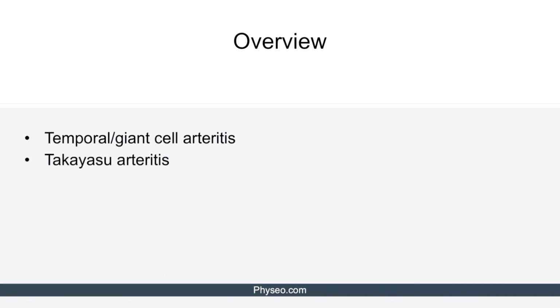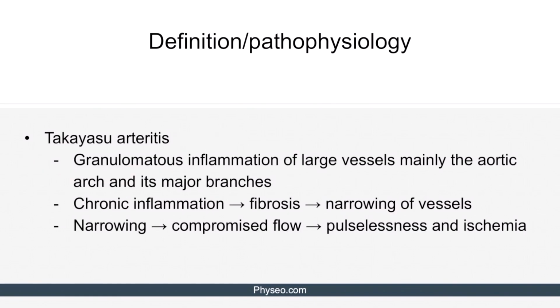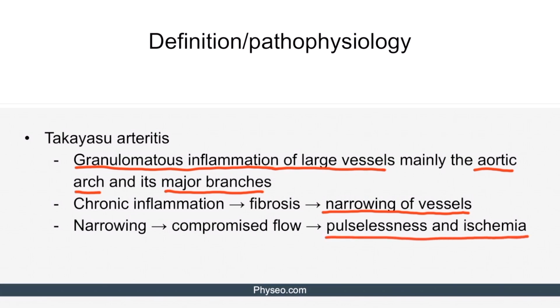Here's our overview slide again, and now we're going to be discussing Takayasu arteritis. Once again, we're going to go through this sequence of features, starting with the definition. For Takayasu arteritis, we'll discuss definition and pathophysiology together. This form of vasculitis presents with granulomatous inflammation of large vessels, as we mentioned before, and this is mainly affecting the aortic arch and its major branches. The chronic inflammation results in fibrosis, and that causes narrowing of the vessels, and of course, that narrowing would compromise the blood flow, and it can actually lead to pulselessness and ischemia.